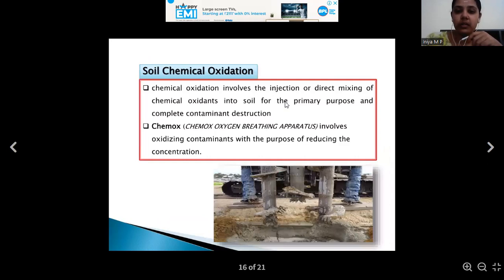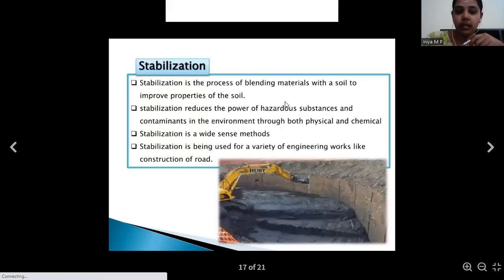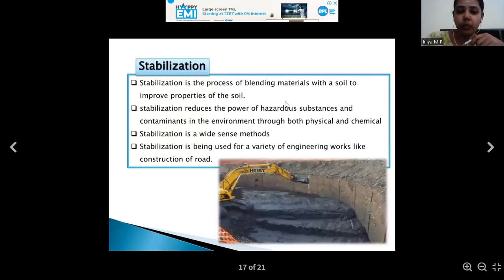The chemical oxidation involves the injection or direct mixing of chemical oxidants into the soil for the primary purpose of complete contaminant destruction. Chemical oxidation involves oxidizing contaminants with the purpose of reducing the concentration. Next, the stabilization process. Stabilization is a process of blending materials with the soil to improve properties of the soil. The oxidation reduces the power of hazardous substances and contaminants in the environment through both physical and chemical means. Then stabilization is a wide-sense method and is being used for a variety of engineering works like construction of road.